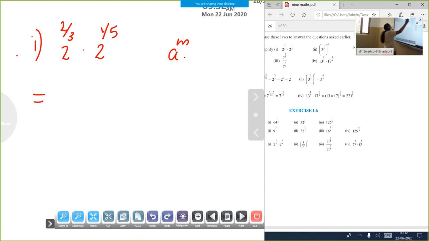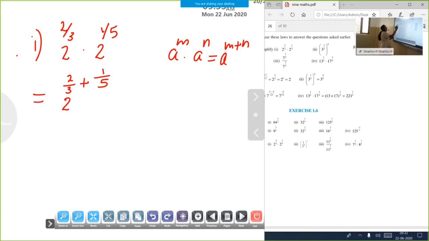This is of the form a raised to m into a raised to n, and the answer is a raised to m plus n. Using that formula, here also it is multiplication, so you write 2 raised to 2 by 3 plus 1 by 5.